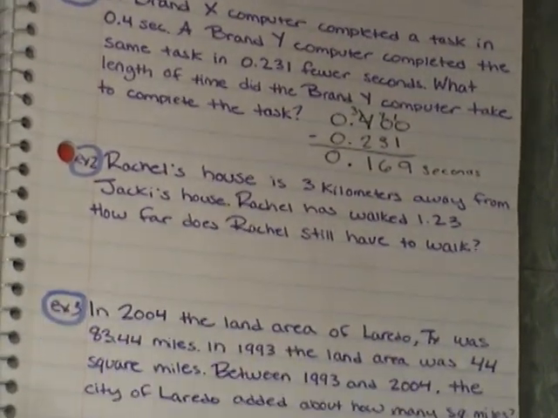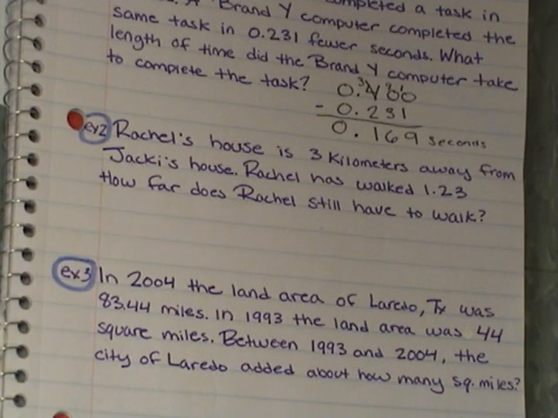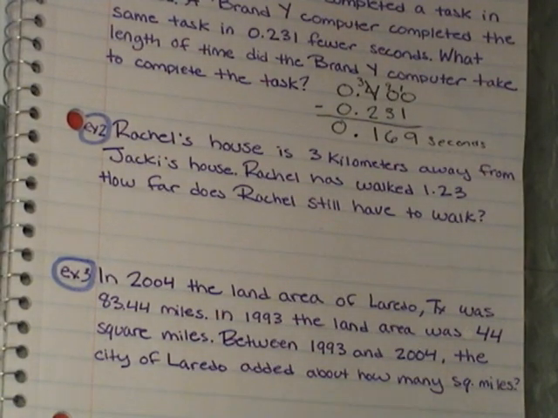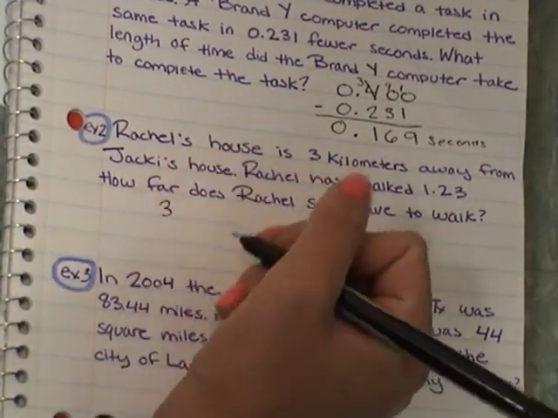Alright, and now the second one. Okay, Rachel's house is 3 kilometers away from Jackie's house. Rachel has walked 1 and 23 hundredths of a kilometer. How far does Rachel still have to walk? Alright, so she has walked 1 and 23 hundredths, and she has to go 3 kilometers. So now we're kind of dealing with whole numbers and decimal numbers, okay? So I'm going to write 3 kilometers.